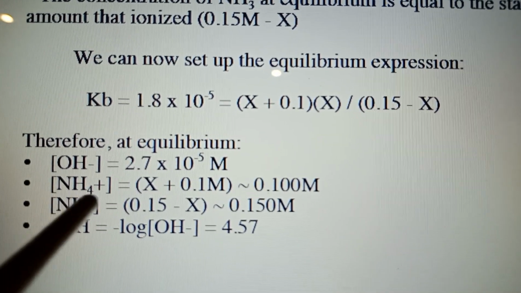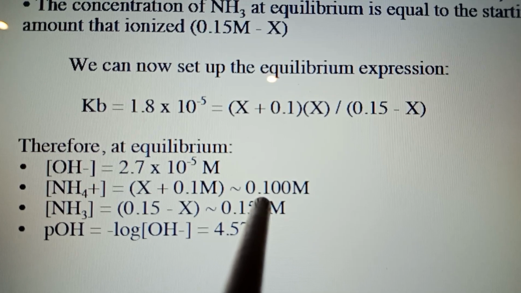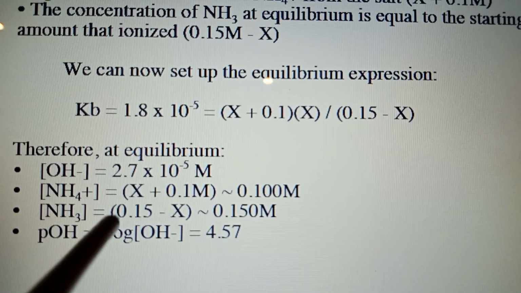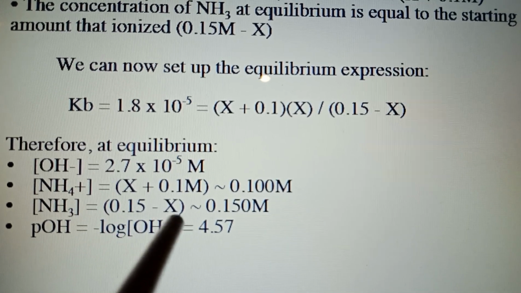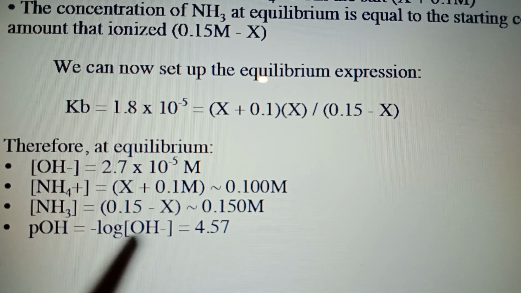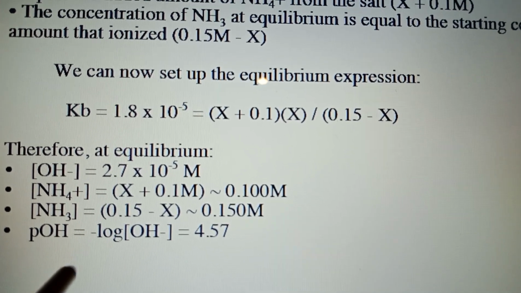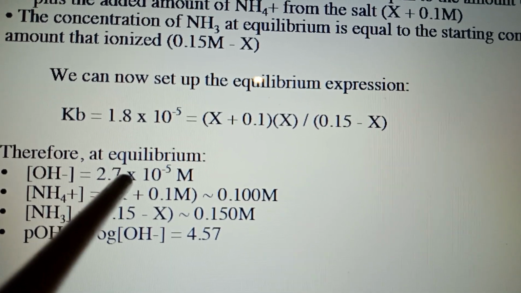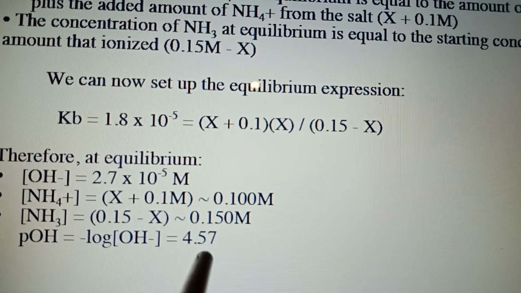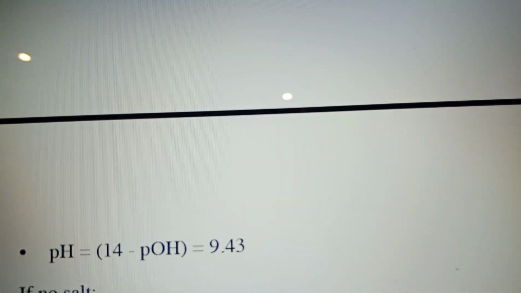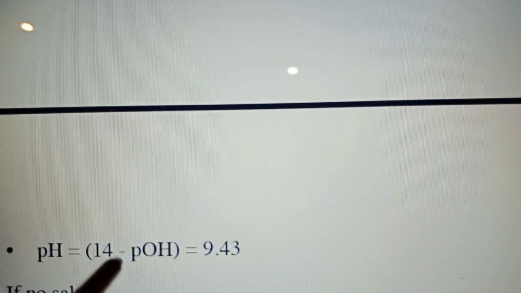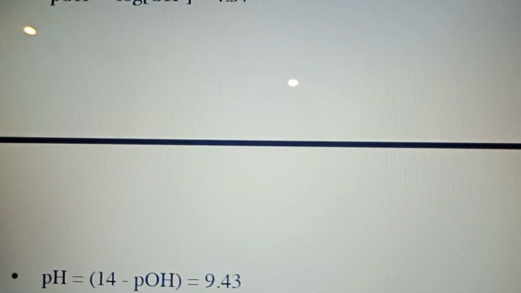So the concentration of ammonium ion will equal 0.1 molar, whereas the concentration of ammonia will be 0.15 minus X, which is equal to 0.15 molar. So the pOH is the negative log of the concentration of hydroxyl ion, that is 4.57. So the pH will be calculated from the pOH. pH is equal to 14 minus pOH, that is 9.43.